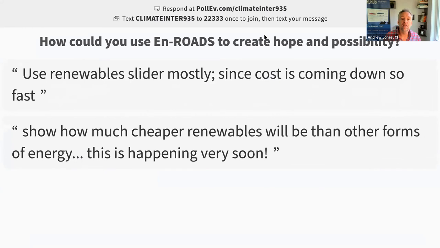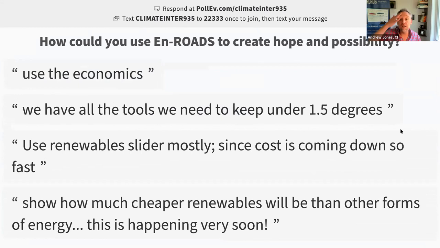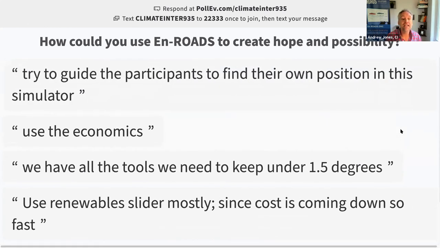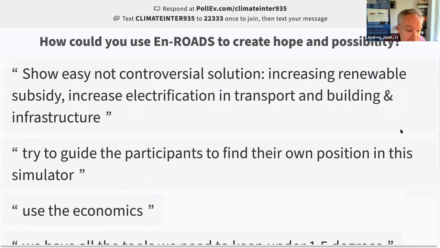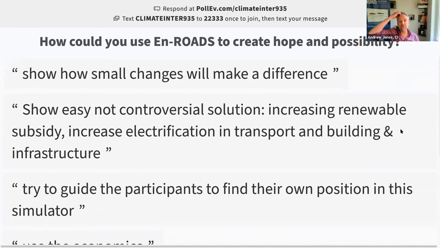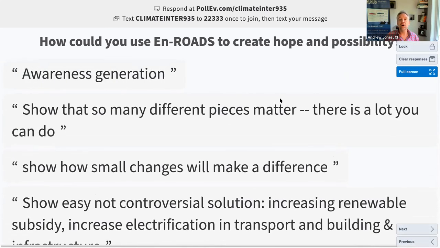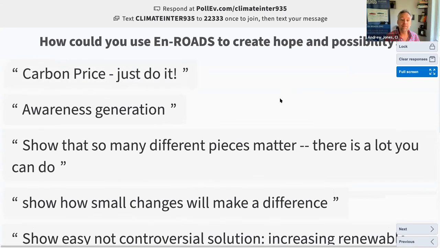Here they come. Show how much cheaper renewables will be than other forms of energy. This is happening very soon, if not now. Renewable slider, cost is coming down. We have all the tools we need to keep under 1.5. Use the economics. Try to guide the participants to find their own position in the simulator. Show easy, not controversial solutions, increase renewables, electrification, transport, building, infrastructure. So many pieces matter. Small changes will make a difference. Awareness generation, carbon price, just do it.